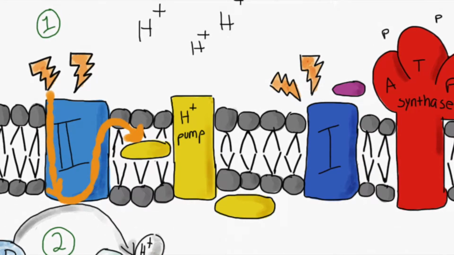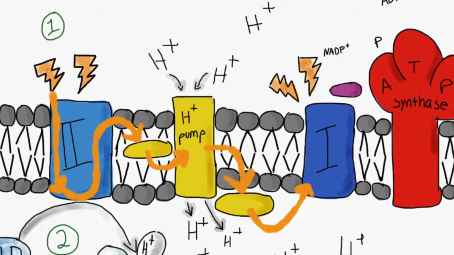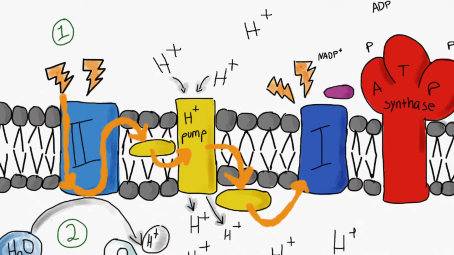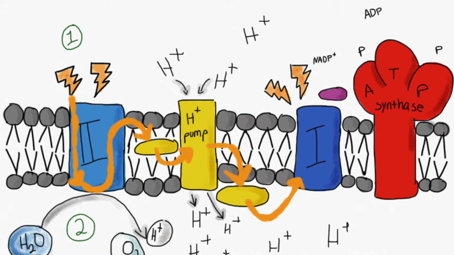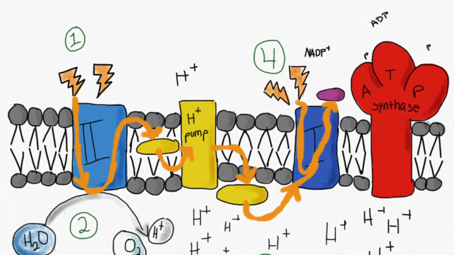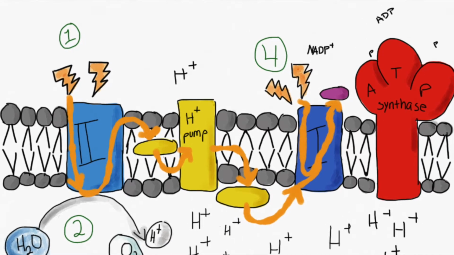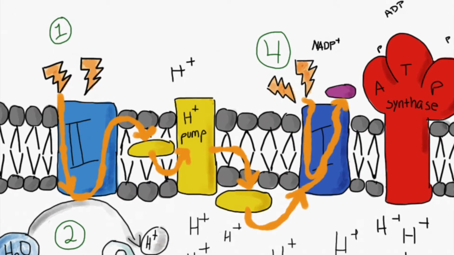The electron transport chain continues and goes to the electron acceptor, where it uses the energy to join molecules of NADP with hydrogen protons to form the electron carrier NADPH. The electron transport chain ends here.